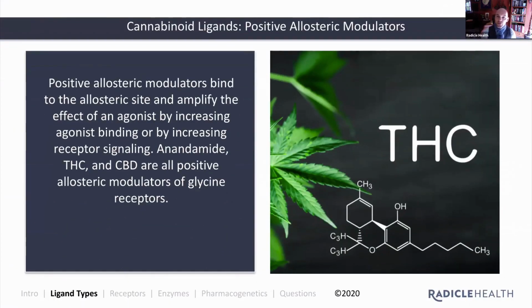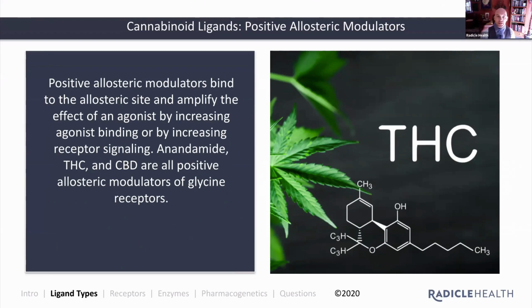So there are two ligand types that bind to the secondary binding site, the allosteric binding site. The first one is called a positive allosteric modulator. These bind to the allosteric site. They amplify the effect of an agonist by increasing agonist binding or by increasing receptor signaling.